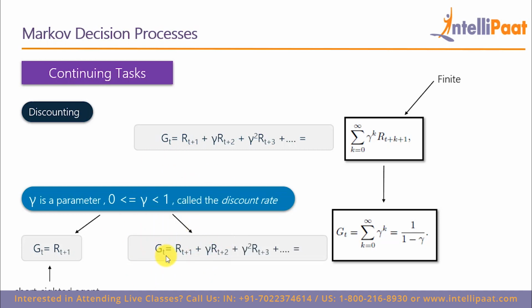So if it approaches 1, the immediate reward and the future rewards are both counted nearly equally in this return. So in this case, we say that the agent is far-sighted. Now our agent actually counts both the immediate rewards and the future rewards. So that is why we say that the agent is far-sighted.